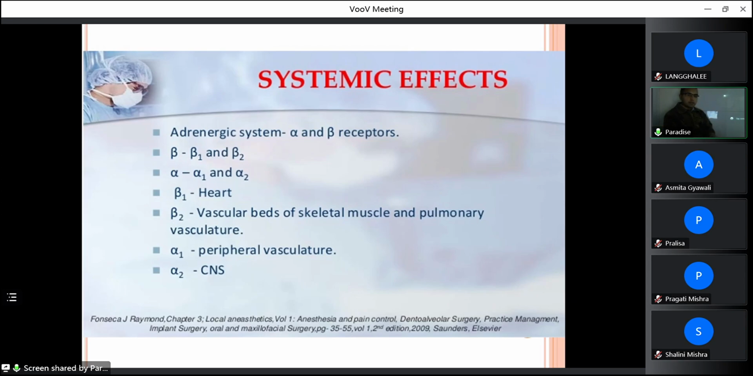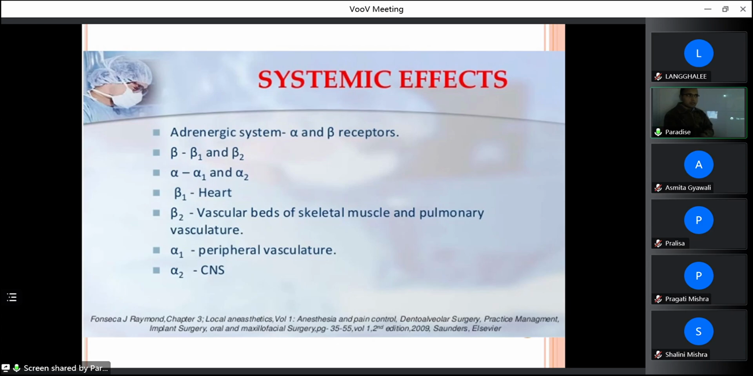So what happens when the patients are in fear? In that condition, the sympathetic nervous system gets activated. When the sympathetic nervous system is activated, there will be a rush of adrenaline secretion. More adrenaline is secreted in the blood. So what does this adrenaline do? At low concentration, it acts on the peripheral vasculature, on the alpha 1 receptor, and causes vasoconstriction.